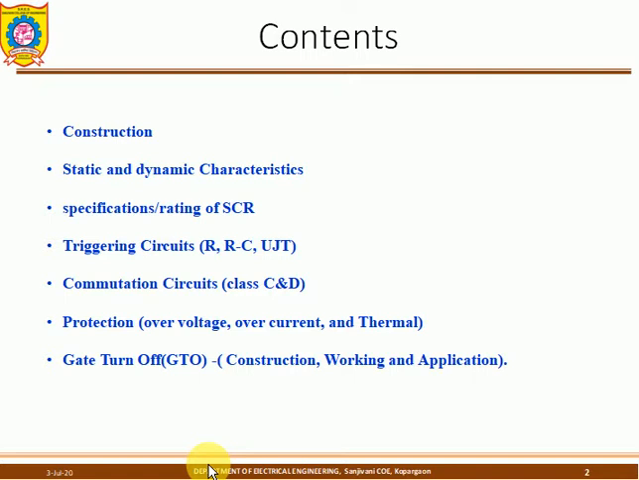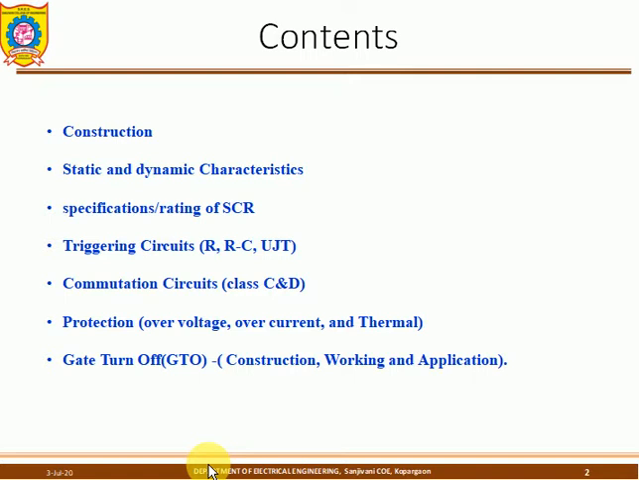Construction of the silicon controlled rectifier, SCR, then static and dynamic characteristics of SCR, specification and ratings of SCR. Then followed by the triggering circuits. You are going to trigger the SCR with the help of 3 different methods: R triggering method, RC triggering method, and UJT triggering method. Why do you go for R, instead of RC, instead of UJT? What is the limitation in R? That's why you can go for RC. What is the limitation there? Then you can go for UJT.